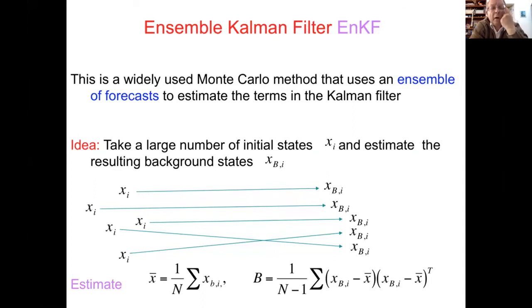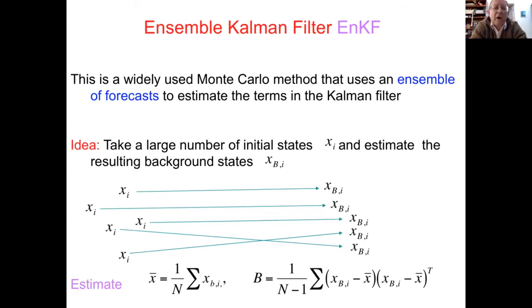So you have some understanding of the weather, let's say yesterday, and we take an ensemble of initial conditions based on our understanding of the weather yesterday and the error associated with that. And then we evolve each of those initial conditions forward in time to get a wide variety of background estimates. And then we take the sample mean and the sample covariance of those background estimates to give us our estimate of the covariance matrix B.